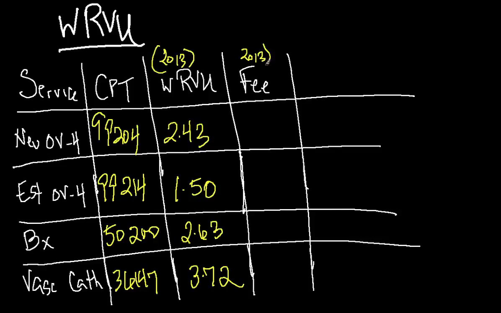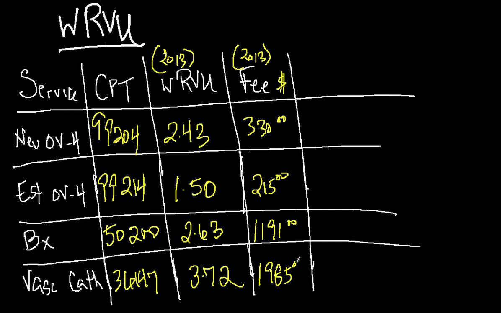you or your administrator would bill for if you had provided any one of these services. So for a new outpatient visit, and this is going to be in dollars, $330. For an established outpatient visit, it's $215. For a kidney biopsy, $1,191, and then for a vas cath, $1,985. That's not necessarily how much you would get, but that's how much your administration would bill the insurance company for any of these services that you provided.